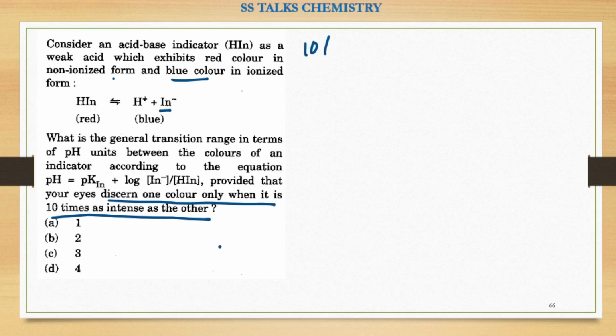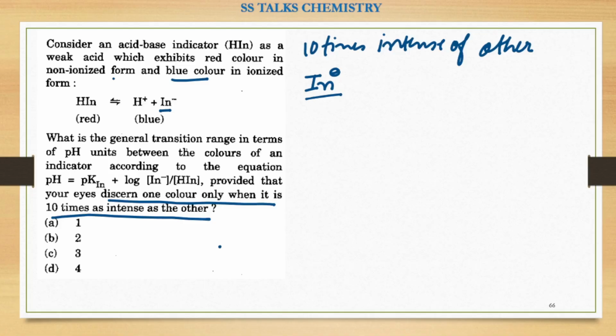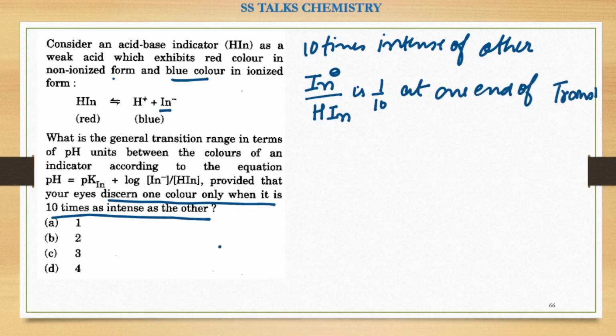So it is given to us that it needs to be 10 times as intense as the other. This is the necessary condition. So what it is representing is that the concentration ratio of the indicator upon HIn is 1 by 10th at one end of the transition, and the same ratio is 10 at the other end of the transition. So this thing is happening.